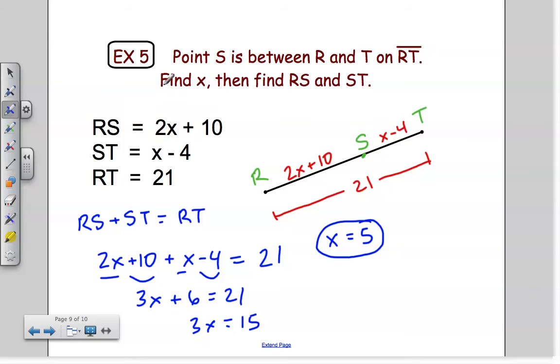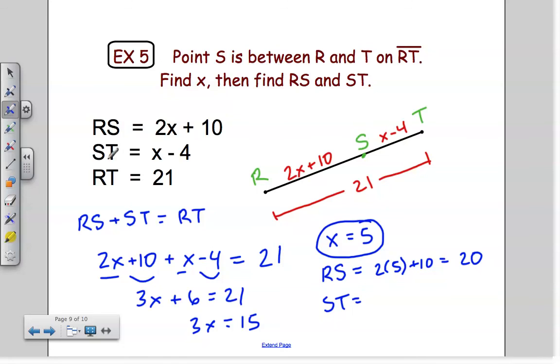I did the first part of it, I found x. I also have to find RS and ST. Well, now that x is 5, what does RS equal? 2 times 5 plus 10. Because it's 2 times x plus 10, so 2 times 5 is 10. 10 plus 10, RS is 20.